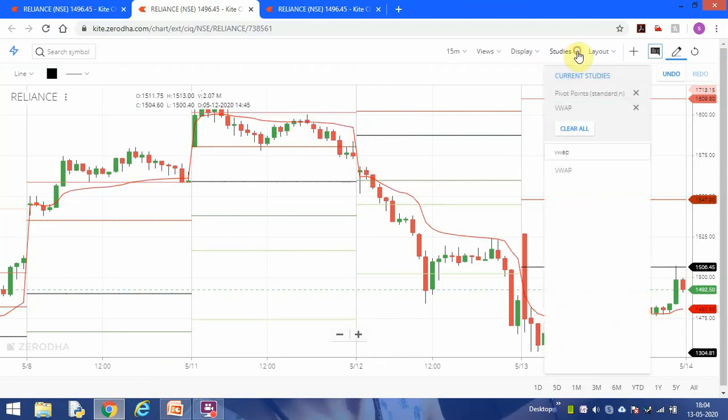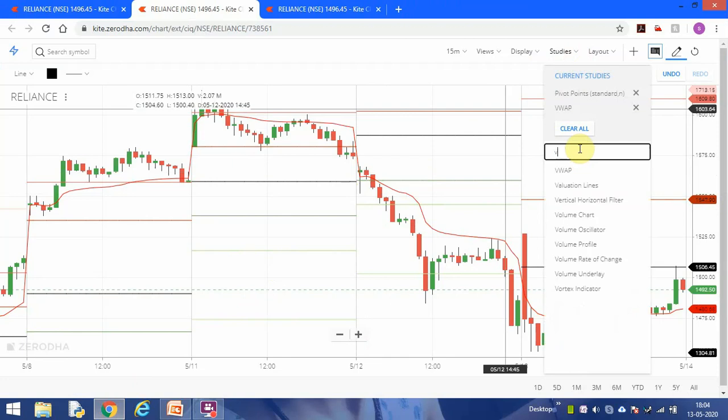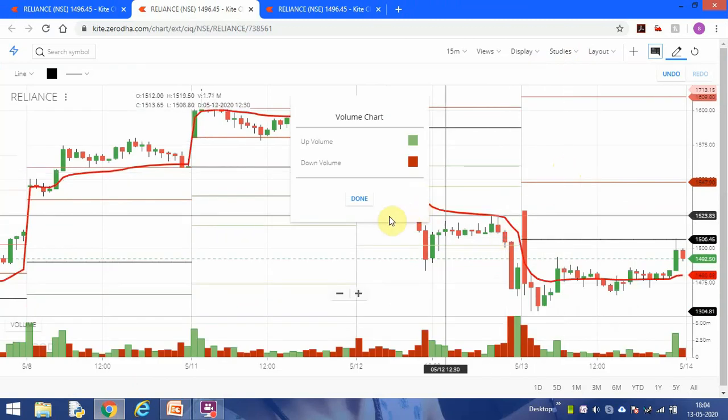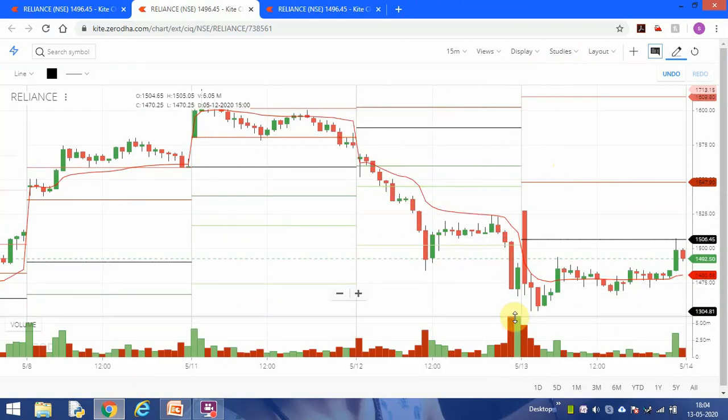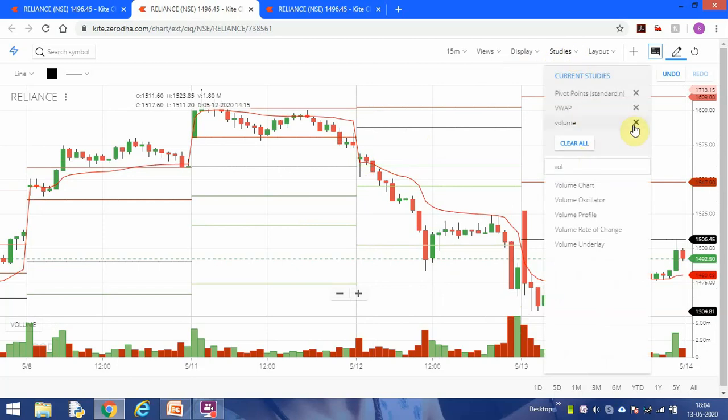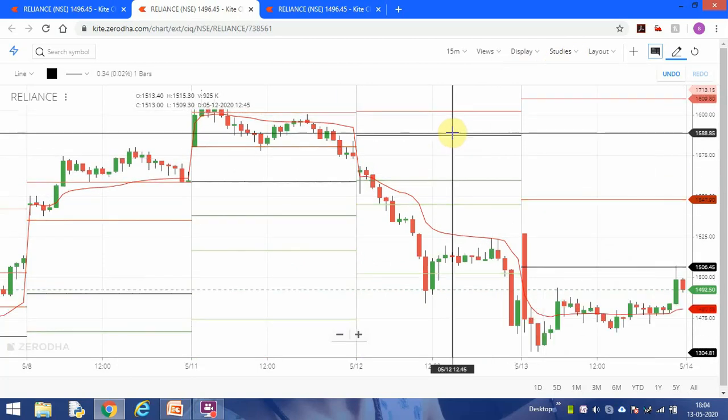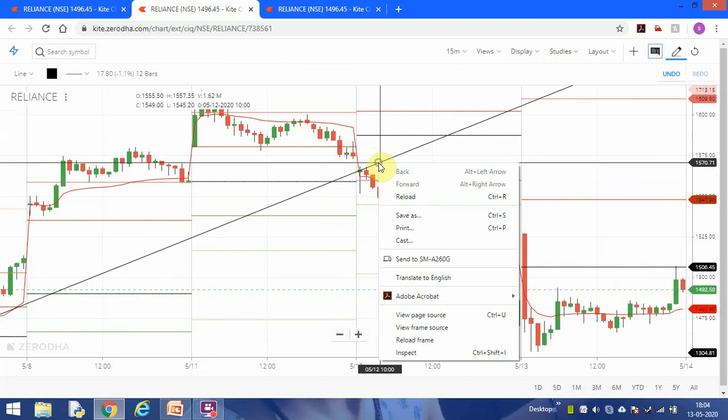If you want, you can put one more indicator that will tell only volume, nothing else. Volume chart, you see, volume. So you will know that these stocks have volume. This is a basic indicator. This will tell the volume. I am going to remove the volume indicator, because I will use only these two indicators.